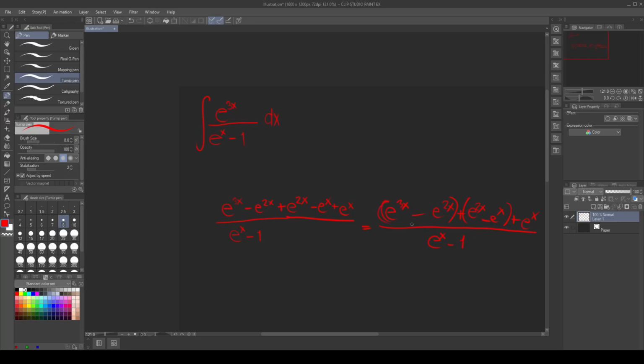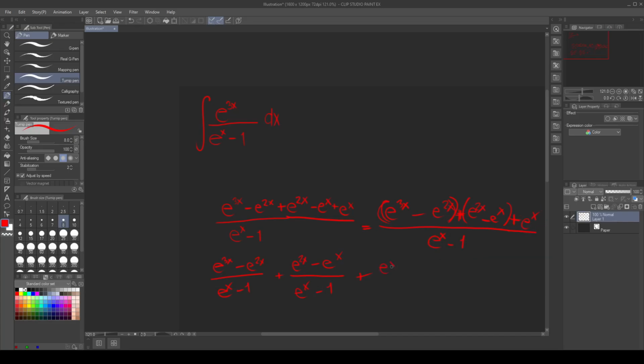And because these are all just separated by plus or minus, we can actually rewrite these as separate fractions, isn't that right? So we've got e to the 3x minus e to the 2x over e to the x minus 1, plus our second guy, which is this one. We've got e to the 2x minus e to the x all over e to the x minus 1. And then finally, our remainder.